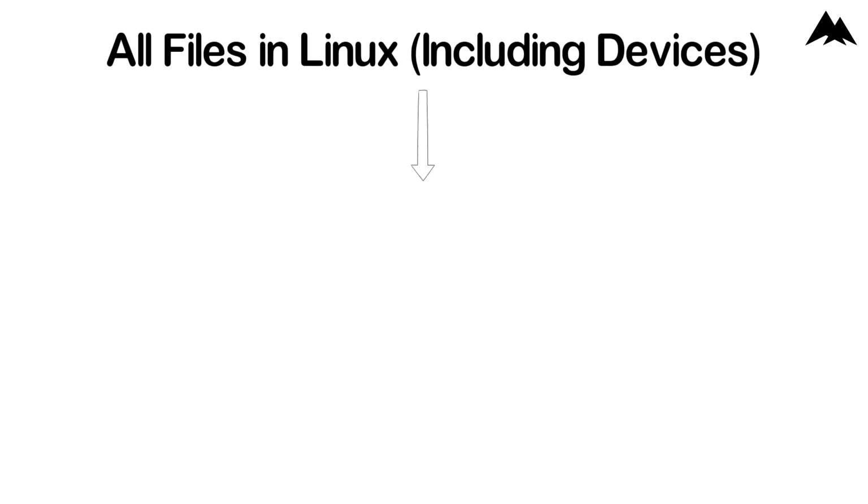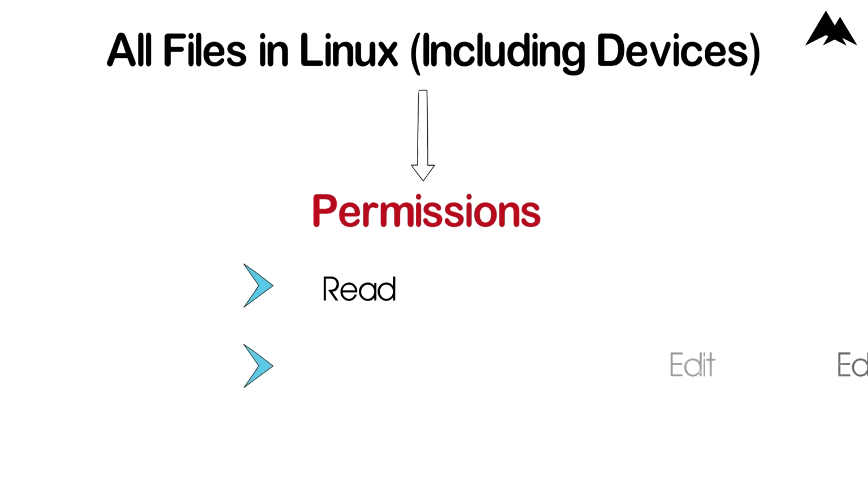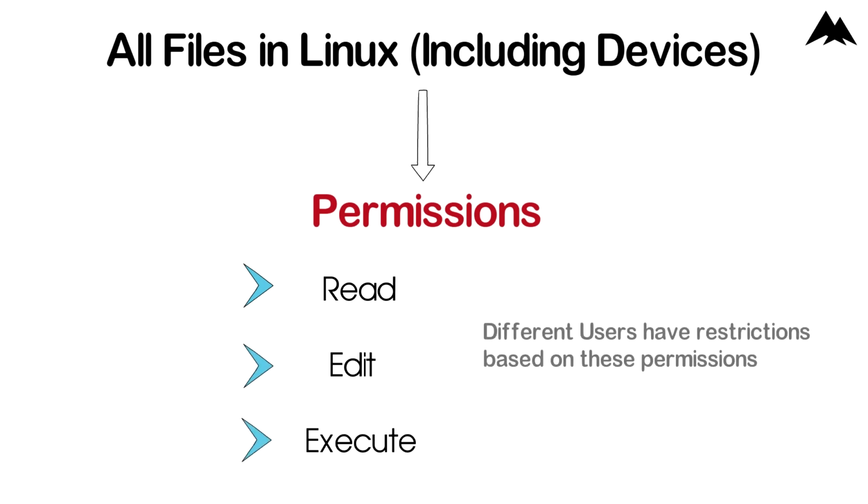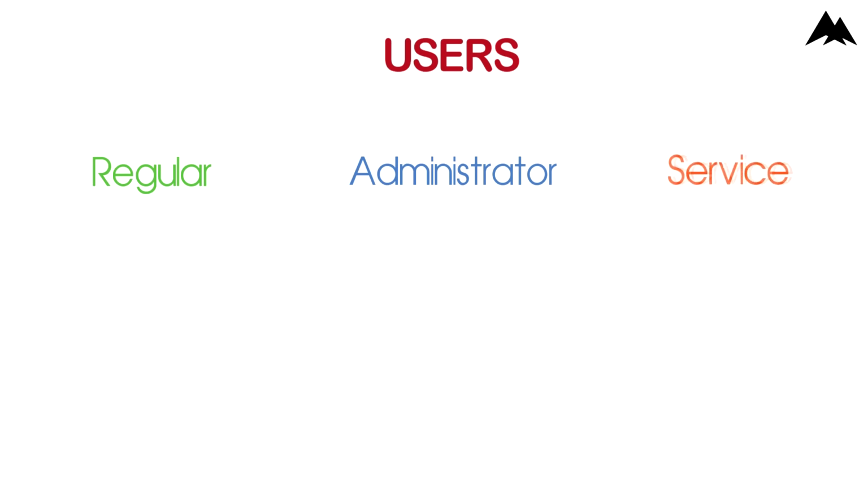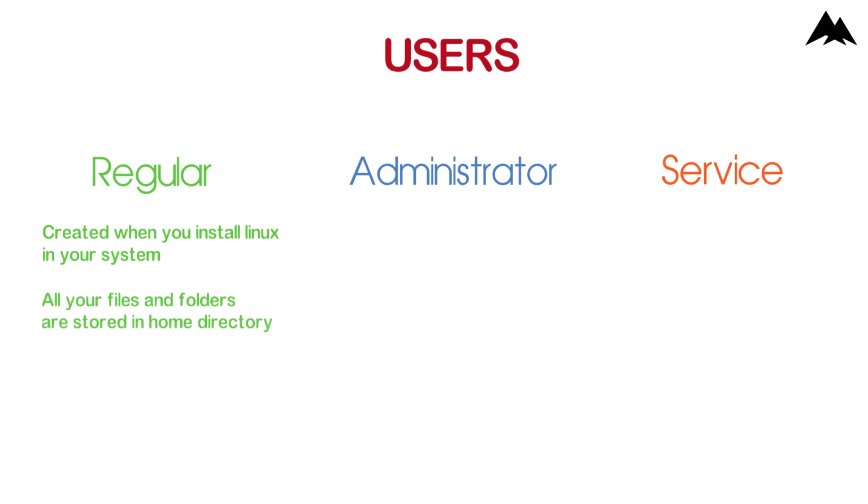All these file types, including devices, have permissions which allow a user to read, edit, and execute. Restrictions to access can be applied for different kinds of users by changing the permissions. There are three types of users in Linux called regular user, administrative user, and service user. A regular user account is created for you when you install Linux on your system. All your files and folders are stored in a home directory. As a regular user, you don't have access to directories of another user except yours.